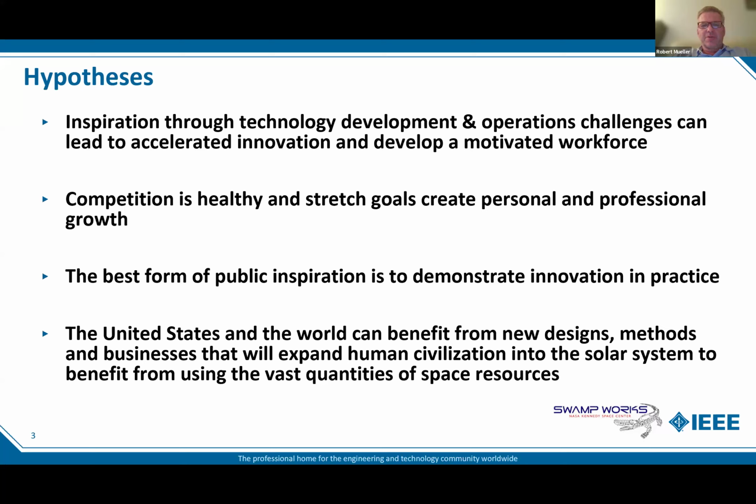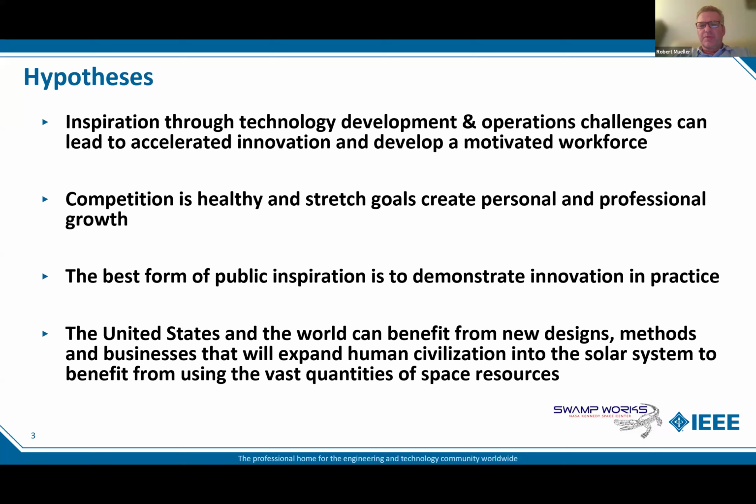The third hypothesis is the best form of public inspiration is to demonstrate innovation in practice. I don't really believe that a big advertising campaign is that effective. I think what's more effective is to actually do it. And when you do it and show it to the public and it's innovative, that speaks for itself.